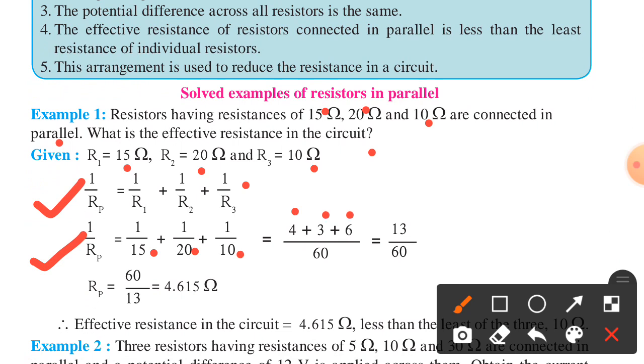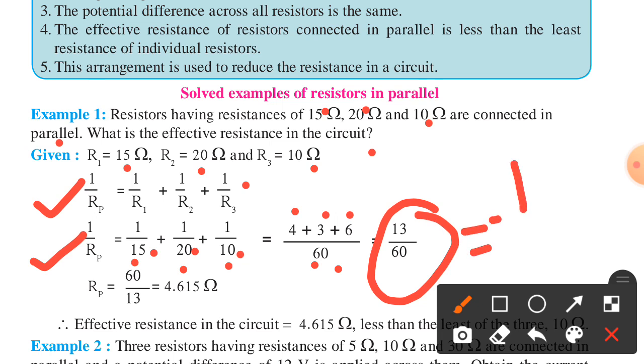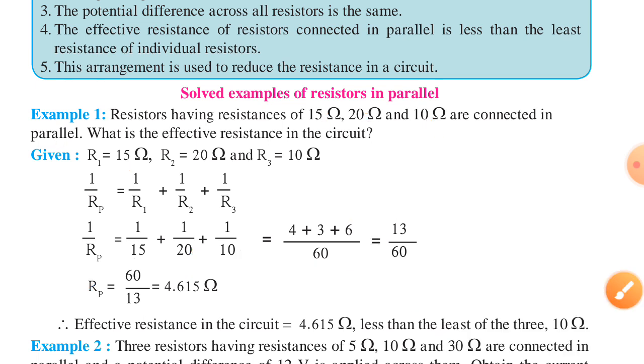4 plus 3 plus 6 upon 60. Here 60 is the LCM of 15, 20 and 10. 60 हा 15, 20 आणि 10 चा लसावी आहे. Therefore we get 13 upon 60. This is the value of 1 upon Rp. Now Rp is 60 upon 13. म्हणजेच Rp ची किंमत आपल्याला भेटेल 4.615 ohm. This value is less than each resistor 15 ohm, 20 ohm and 10 ohm.